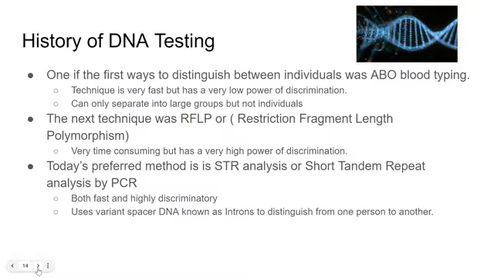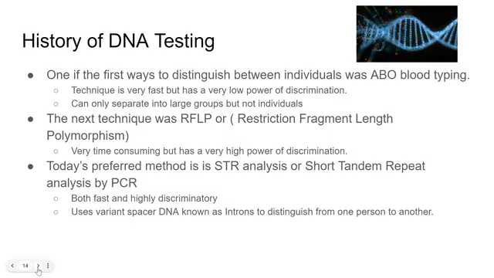So now that you know a little bit about how we started getting forensics labs and when we started analyzing blood and evidence that were left behind, we're going to go back and talk about the blood. One of the first ways to distinguish between individuals was through ABO blood typing. This technique is incredibly fast, but has a low power of discrimination because it only divides people up into 4 subcategories, A, B, AB, and O, as we have our 4 different blood types. So it's only able to separate people into very large groups, not individuals.